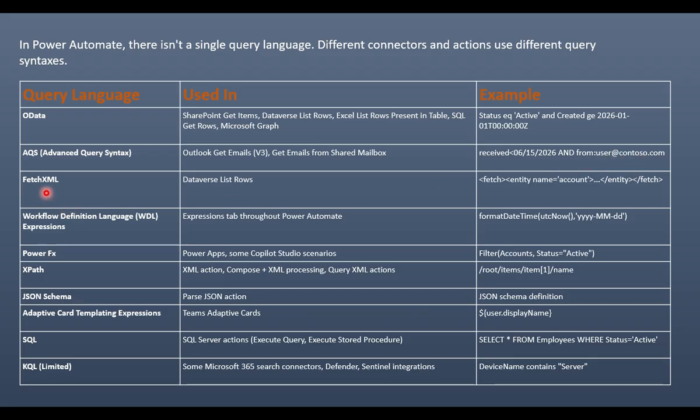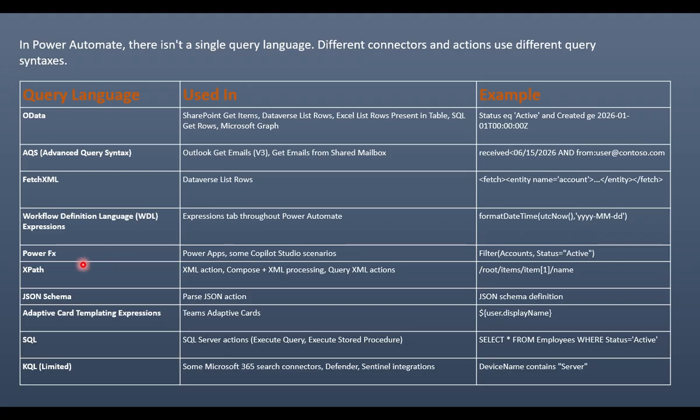Then we have FetchXML. So it is used in Dataverse list rows. So it follows the format of an XML. Okay. Then we have the workflow definition language, which we use in the cloud flows. Okay. In the compose action mostly, or the other actions. So this is the syntax.